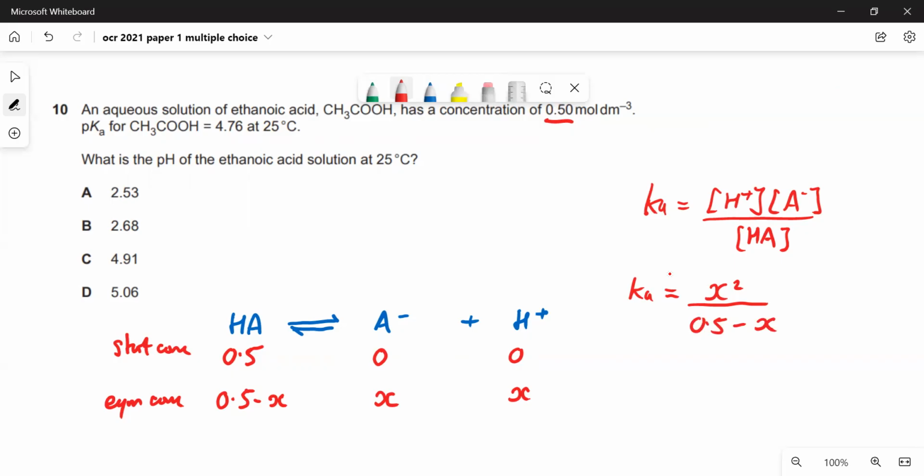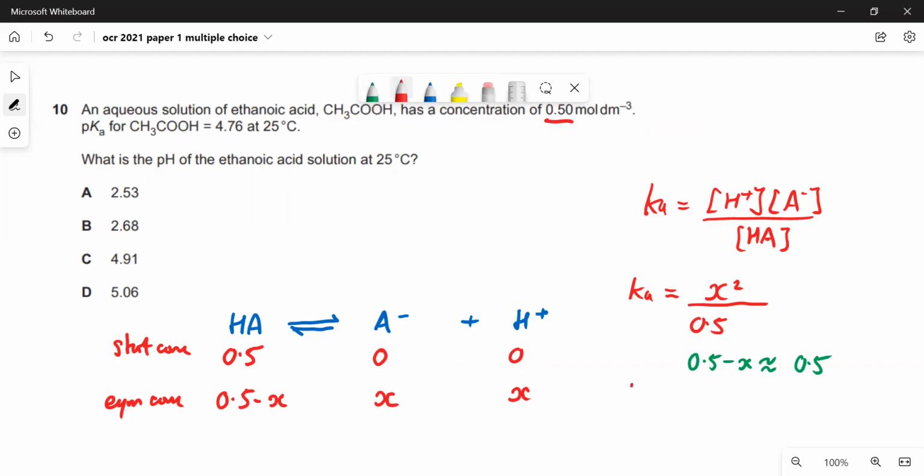Because HA is a weak acid, a very weak acid, that means that X is tiny compared to the 0.5. So 0.5 minus X is approximately equal to 0.5, because X is really small. That's what we always do. So that means we can get rid of that, and we're not going to have a quadratic equation to solve. Much easier.